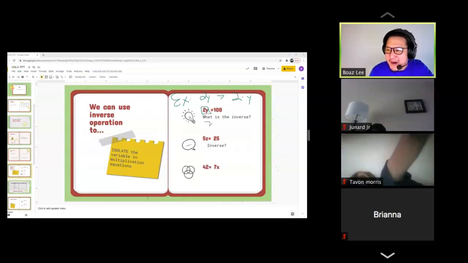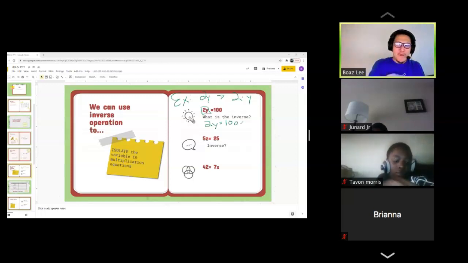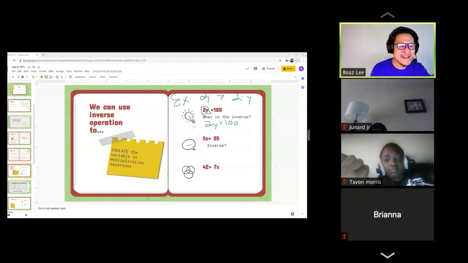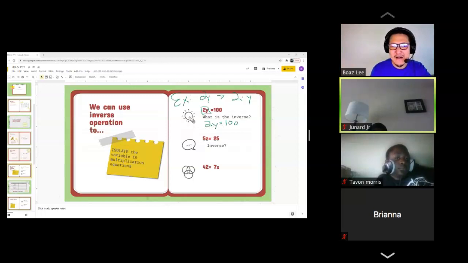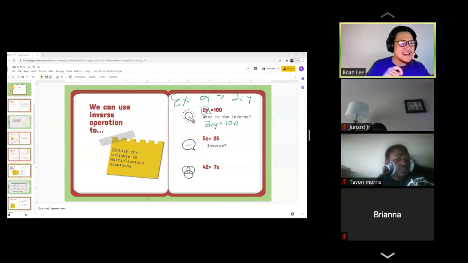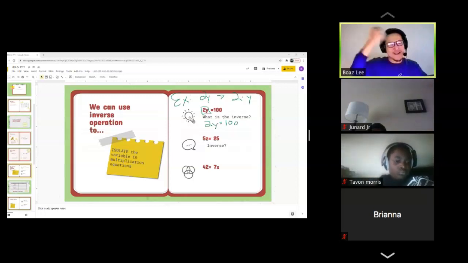So I'm going to rewrite my equation. So we got 2y equals 100. And we know that we have to divide to isolate this variable. So what number would we have to divide by in order to get that y by itself? What's its coefficient? Multiplication. Janard, I hear you, but can you explain? Build on top of it.